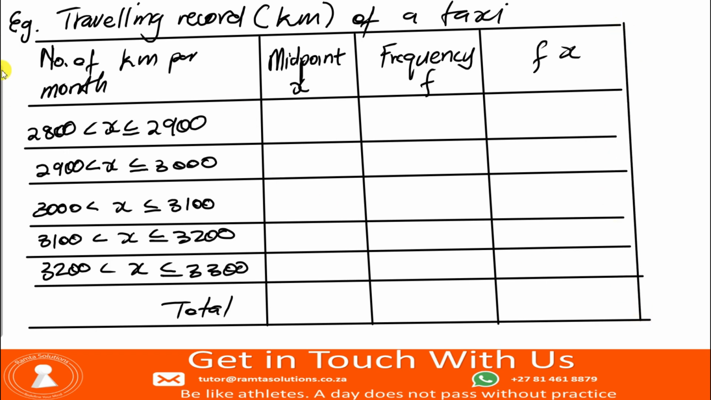All right. Perfect. So now let's look at our data. Remember, we were saying that it is the traveling record of a taxi. Now, how many months did this taxi travel distances greater than 2,800 but less than 2,900? So let's say it's 6 times. Let's say the frequency is 6 times.